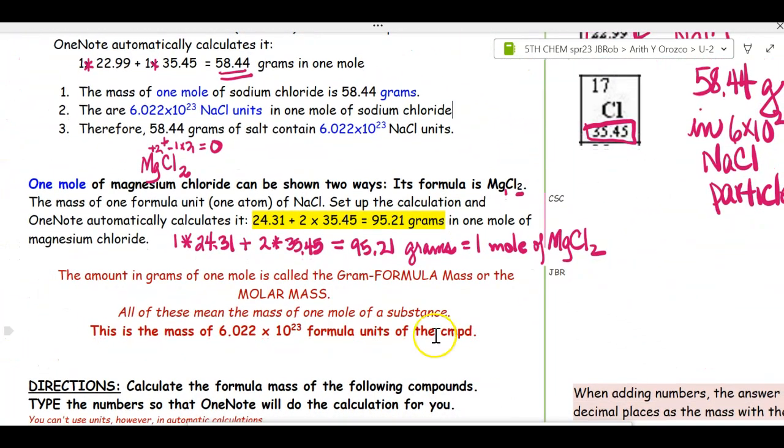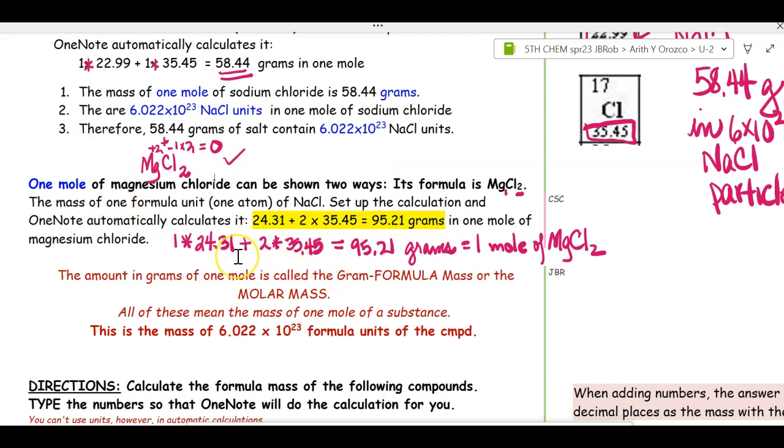Now, here's another example with magnesium chloride. We know its correct formula is MgCl2, because as you remember when we were learning this, we were using the ionic charges. Magnesium +2, and chlorine has a -1 charge, and we needed 2 of those. Then we have +2 - 2 = 0, and we know MgCl2 is the correct formula.